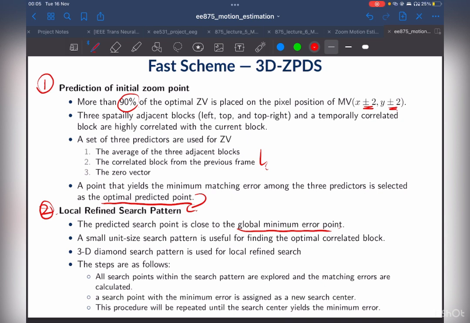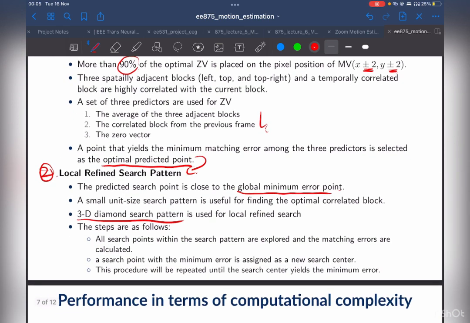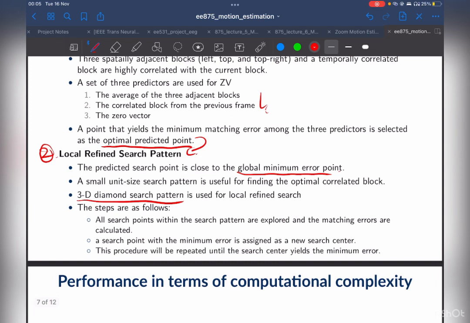In this paper, they use a 3D diamond search pattern for local search, containing 3 main steps. First, all search points within the search pattern are explored, and the matching errors are calculated. Second, the search point with the minimum error is assigned as the new search center, and this procedure is repeated until the search center yields the minimum error.